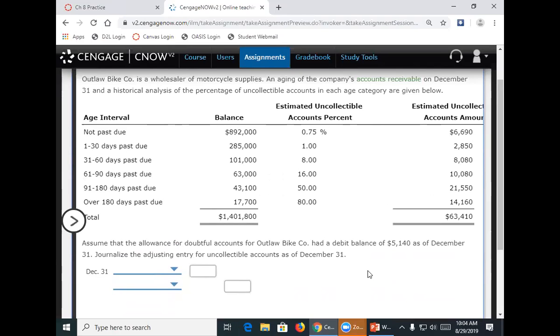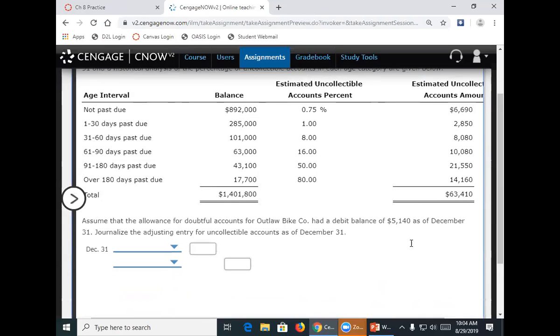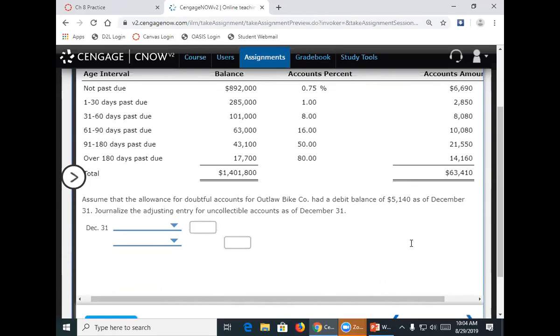So where would I put that 63,410? Very good. It's going to go in as my balance. They've already done the schedule for us and estimated the 63,410 is uncollectible based on an accounts receivable balance of 1,401,800. Now our question says, assume that the allowance for doubtful accounts for Outlaw Bike Company has a debit balance of $5,140. So again, that's the balance before adjustment. So this one has a debit balance of $5,140.